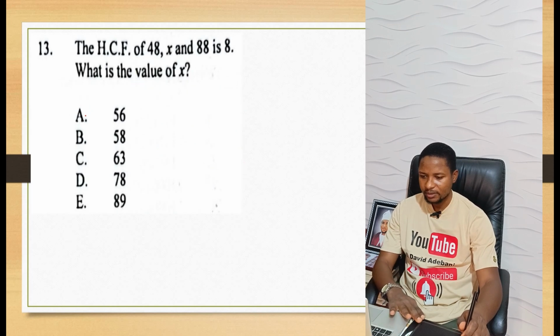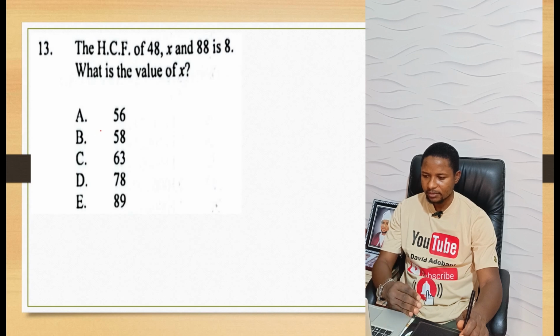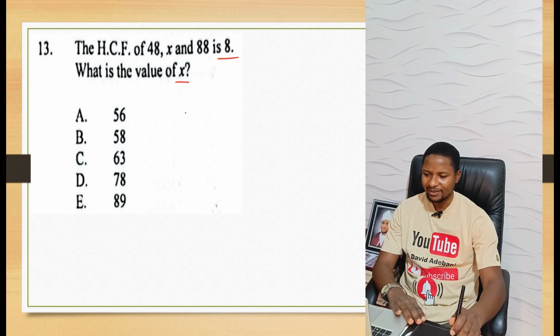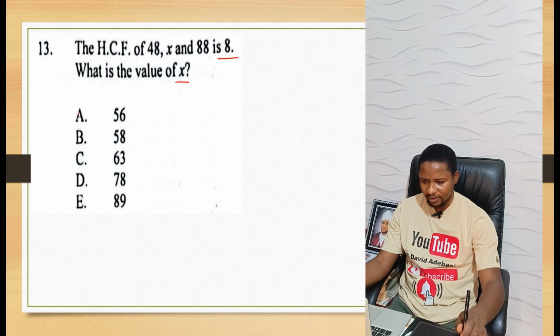Moving on to question 13. The HCF of 48, X, and 88 is 8. Alright, without wasting time, you work from the options when it comes to finding X. Because the HCF is 8, which is the highest common factor, the number must be divisible by 8. So it's a direct answer, which is what? A.